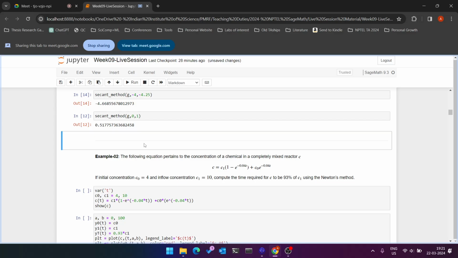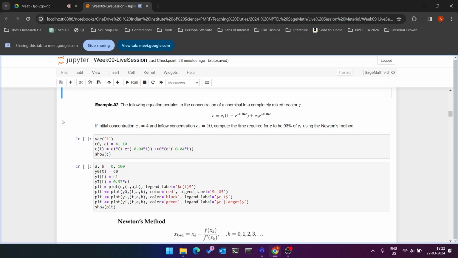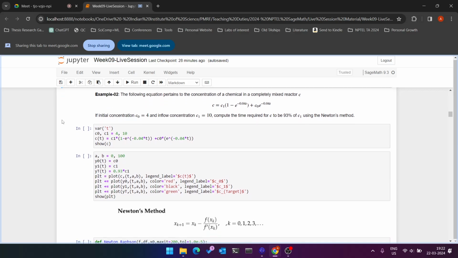Any doubts here? You may ask them now. If not, I'll continue with the second example. Okay, it seems this example was clear. So we'll move to the second example.